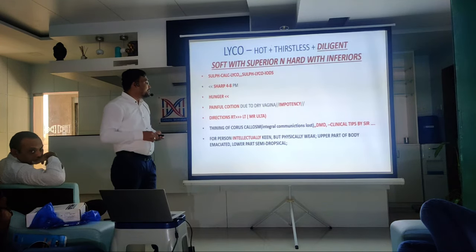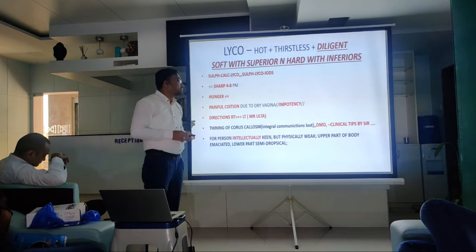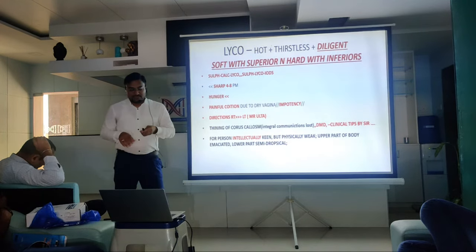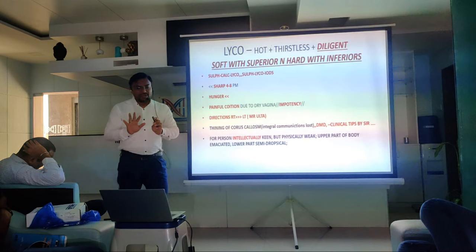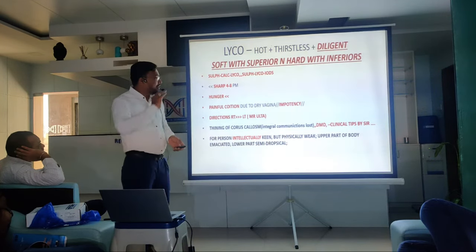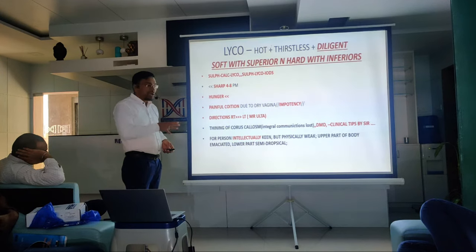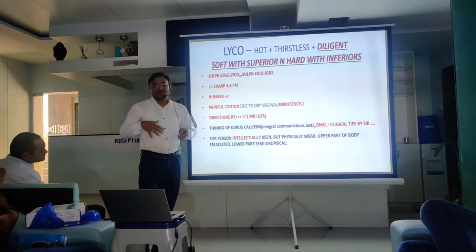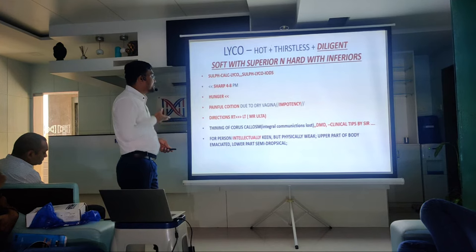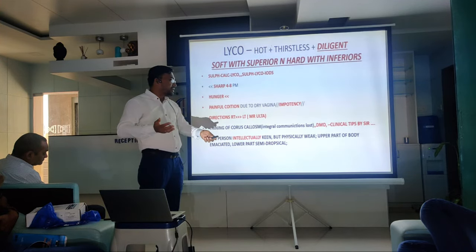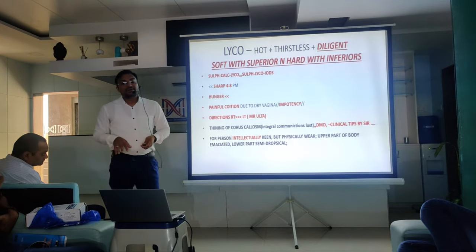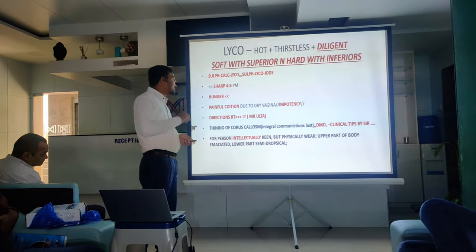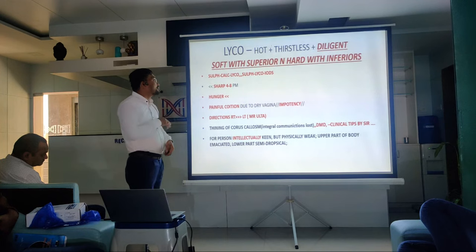Clinical text by sir: person intellectually keen but physically weak. The upper part of the body emaciated, lower part semi-toxic. You just look at the body structure in this way, especially in syphilitic cases where the body is keen and we have no mind symptoms. We have to look at how the emaciation is going. Particular emaciation or generalized emaciation, because it's a syphilitic body, right? Lower part semi-toxic, the abdomen is bloated, the legs are just thin, right? The mind is only working, the body is not, right? Even in syphilis. So this is a distortion of Lycopodium.